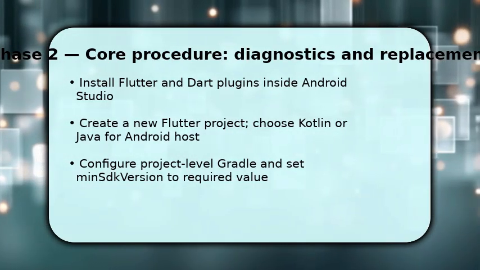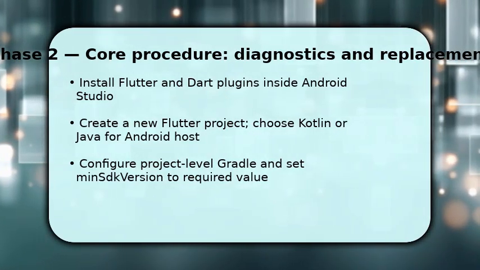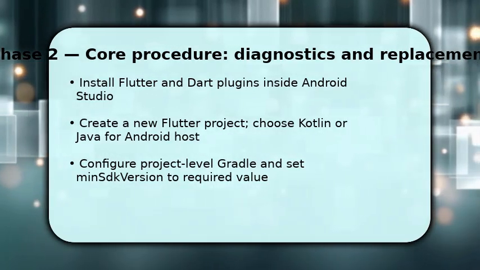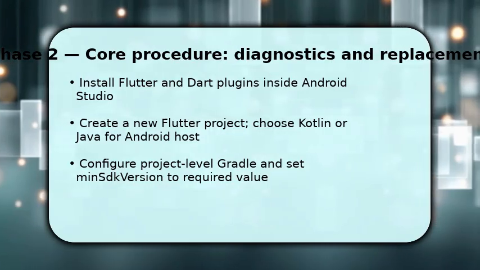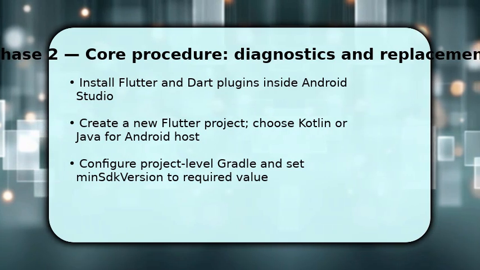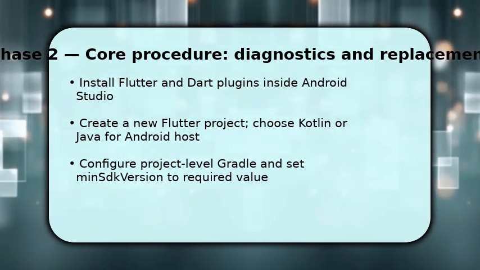Open android/build.gradle and android/app/build.gradle to verify Gradle plugin versions and set min SDK version to at least the package requirements. Once done, run flutter pub get to fetch packages. Make sure Android Studio uses the correct JDK and Gradle wrapper to avoid build mismatches.